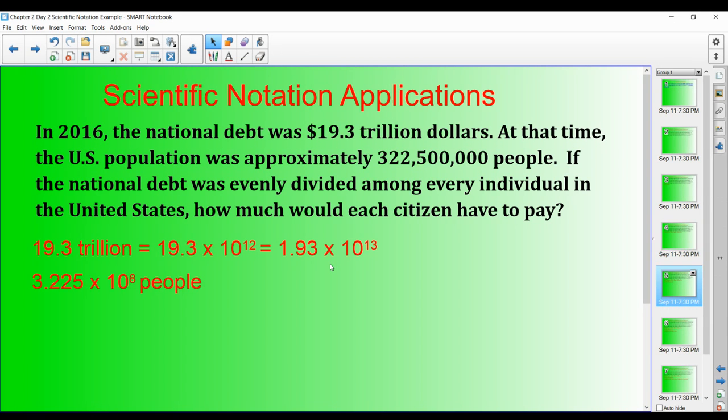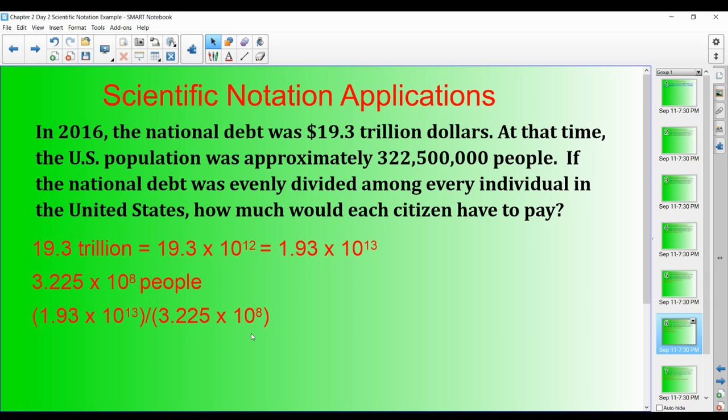Now the population is 3.225 times 10 to the 8th. Okay, I took 322 million and I converted it into scientific notation. Now, the problem is nice because it tells us to evenly divide. Sometimes we have to read more into it and see what operation. This one says the national debt is being divided into the people. So we have the debt divided by the people.